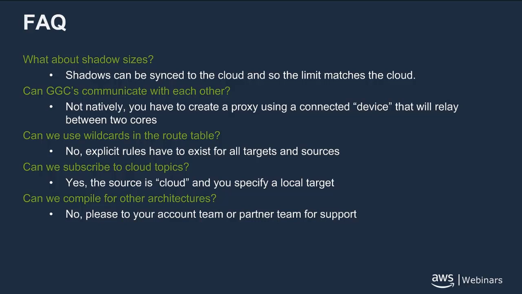The next is, can we use wildcards in a routing table? No. We require explicit rules to be defined for all source and targets within the Greengrass core. The next is, can we subscribe to cloud topics? Absolutely. This is as easy as defining your source as the cloud and a particular topic, and any data on that topic will then be routed to the target that you specify.